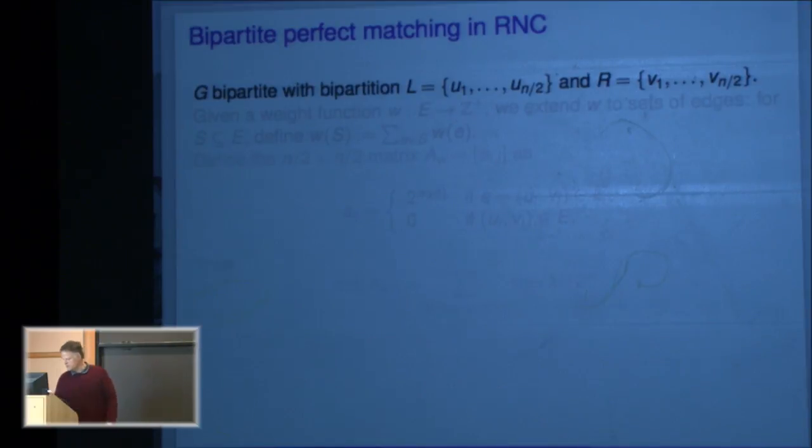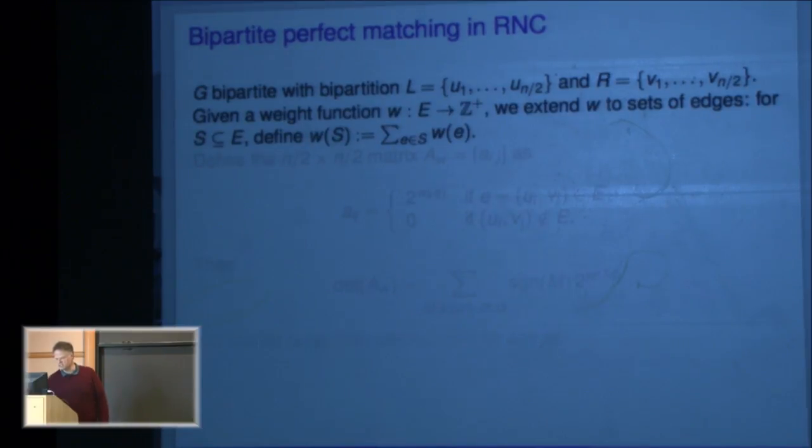All right, so I want to talk about the isolation lemma and how it's used to get an RNC, a randomized NC algorithm for bipartite matching. So I have a graph with a bipartition. The vertices are put into two different sets: the left vertices and the right vertices. We're given a weight function that gives edge weights in positive integers, and we'll extend W to sets of edges, where we just add up the weights of the edges in the set, and that's the weight of the set.